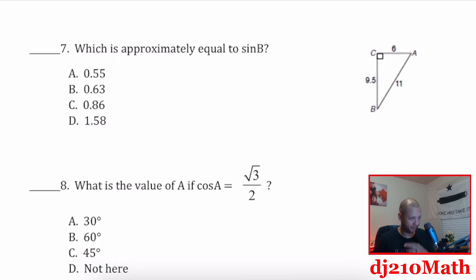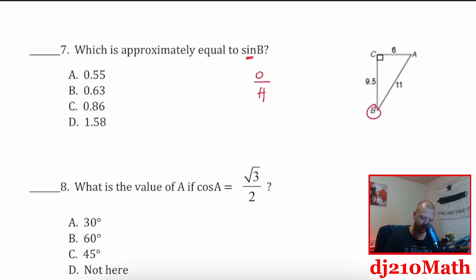Okay, number 7, which is approximately equal to sine of b. Again, sine is opposite over hypotenuse. So b is here. Opposite will be 6. Hypotenuse over 11. These are decimals, so straight to our calculator. 7 divided by 11 is approximately 0.54 repeating.